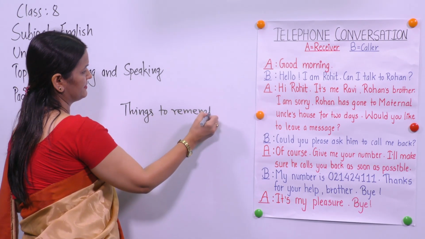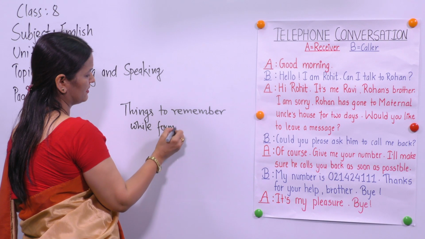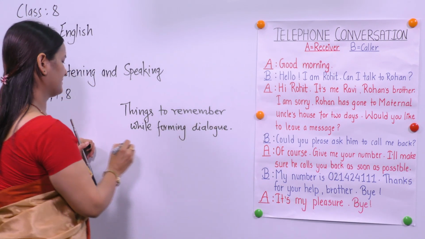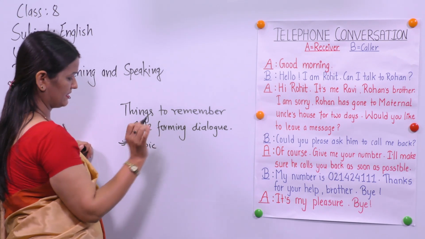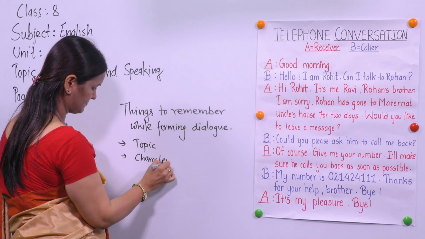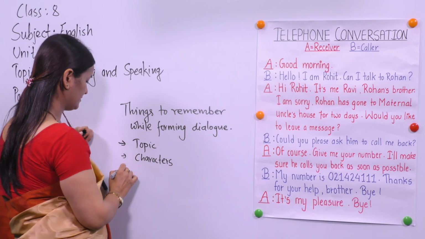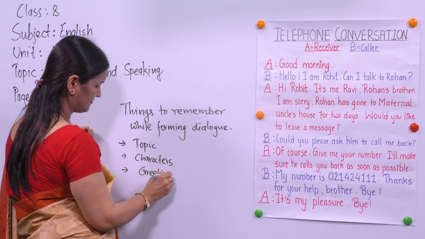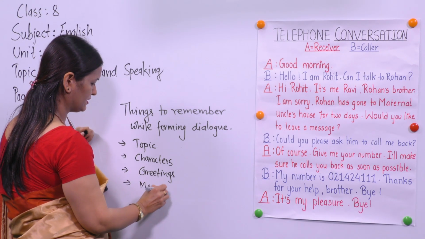Things to remember while forming a dialogue. Okay, so first you should write the topic, okay? Then after you should write the characters, okay? After that you should greet whom you are talking to. You should first write greetings, okay? Then the message will be there for what you are calling, okay?